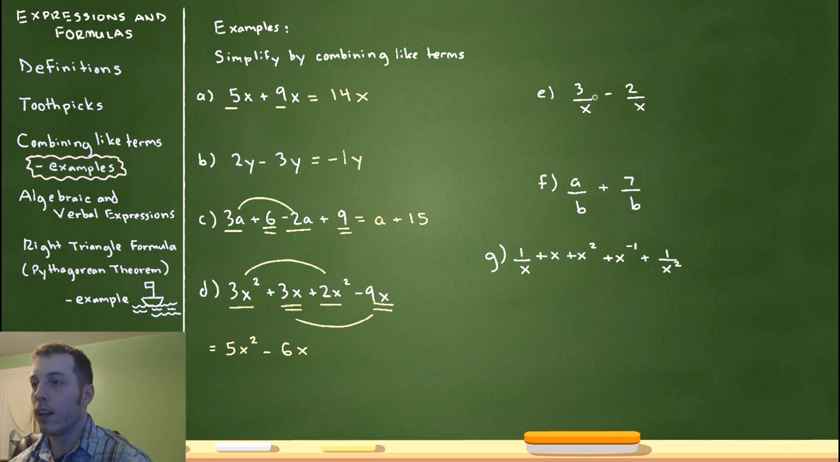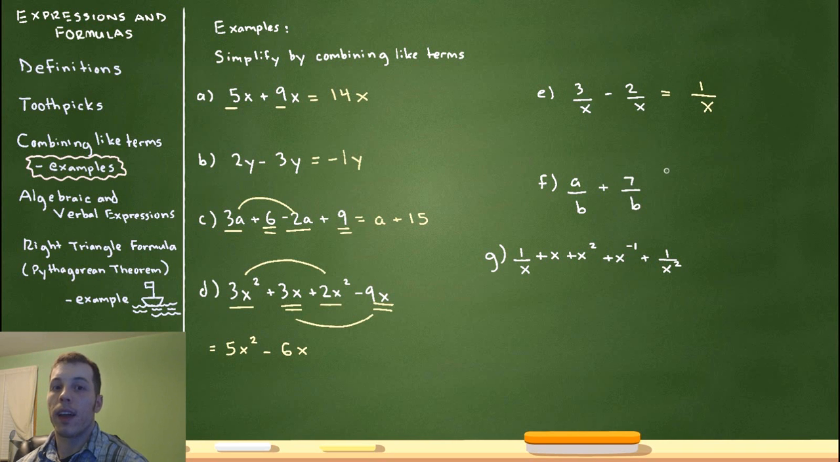So in part E, we have a common denominator already. This is x, and x. That's fine. So the numerator would be 3 minus 2, which is 1, and then we keep the common denominator, which is x. Now, it's fine if you leave your answer like this. I just want you to recall that 1 over x is the same thing as x to the negative first power. So you could either write it like this, or you could write it like this. These are the same statement here.